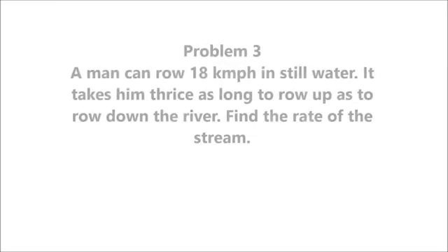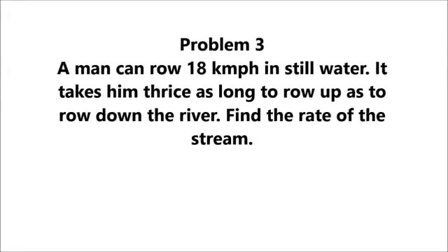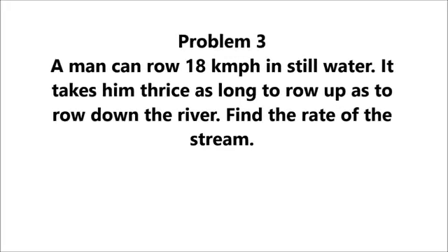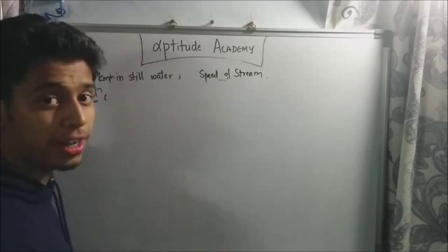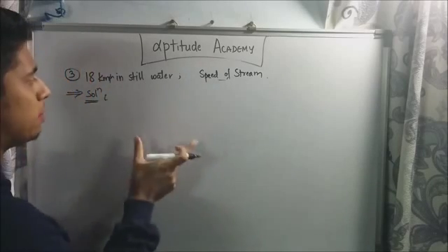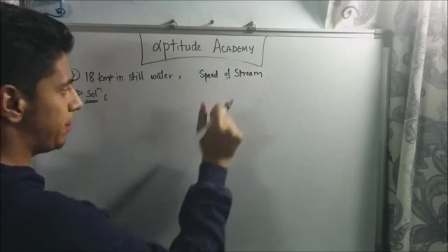Problem 3. A man can row 18 kilometers per hour in still water. It takes him thrice as long to row up as to row down the river. Find the rate of the stream. Alright, now for the third sum, they've said that the speed of the boat is 18 kilometers per hour in still water, and they've asked you to find the speed of the stream.